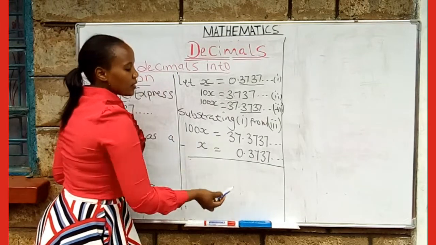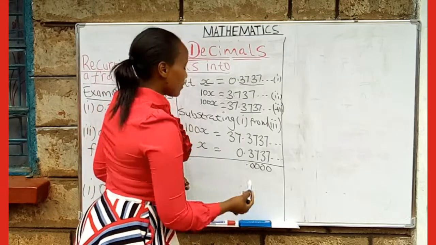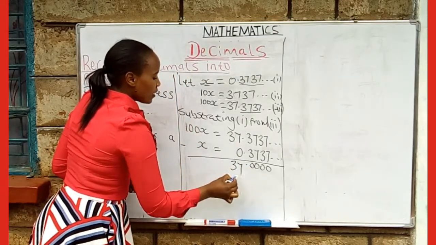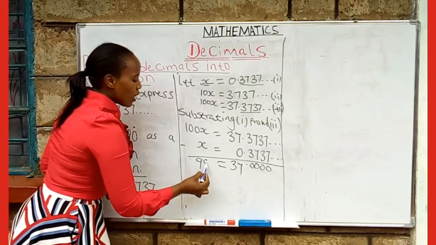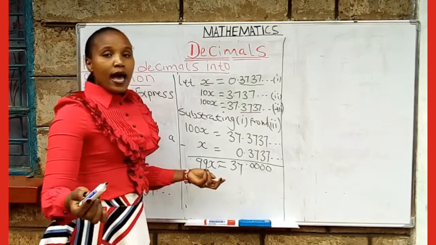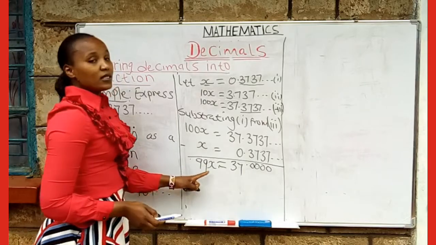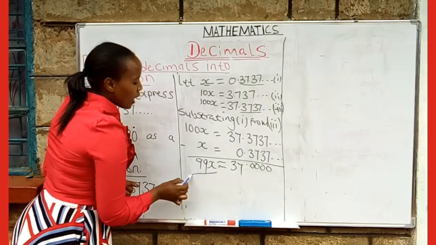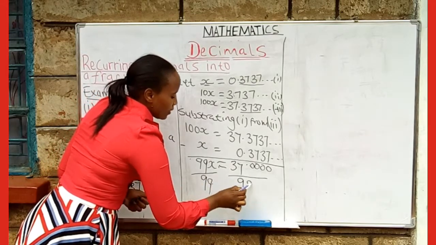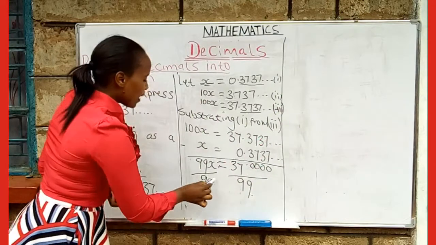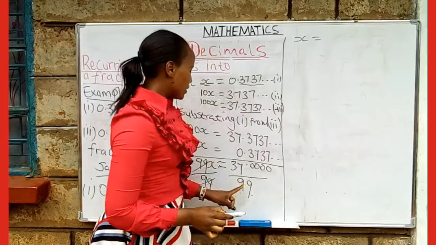Now when we subtract, this decimal part is eliminated. So the decimal part is eliminated, and 100x minus x, we will have 99x. So what does it mean? Remember, our interest is the value of x. So what we are going to do is divide both sides of the equation by 99.